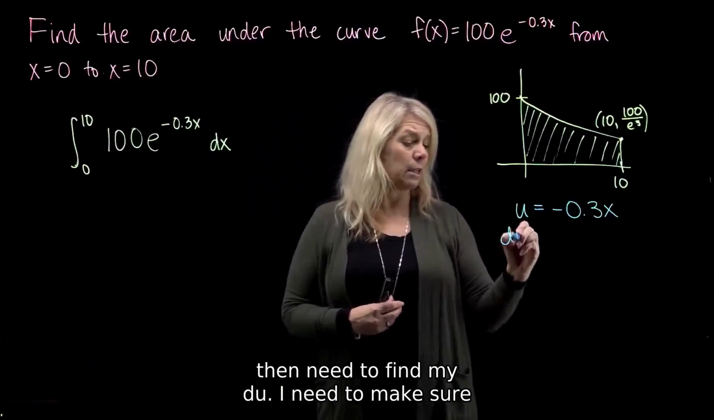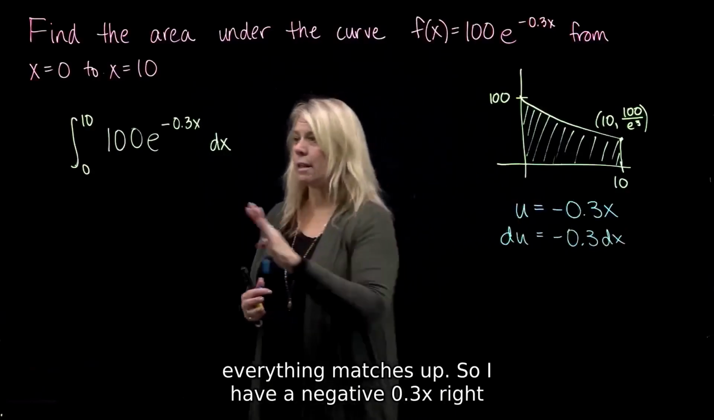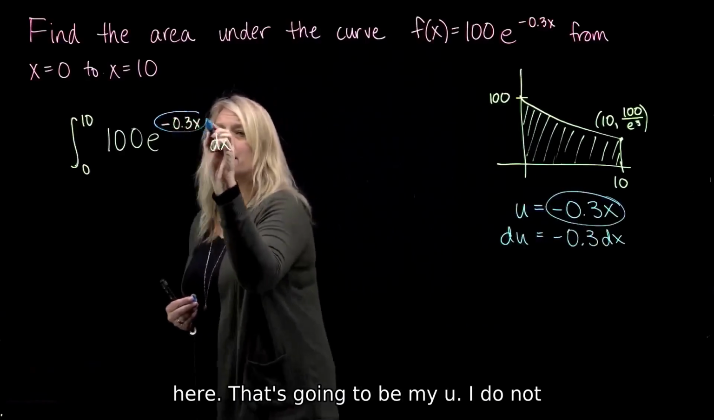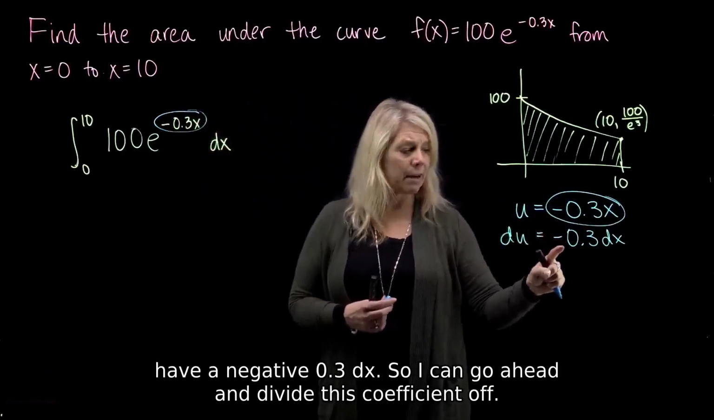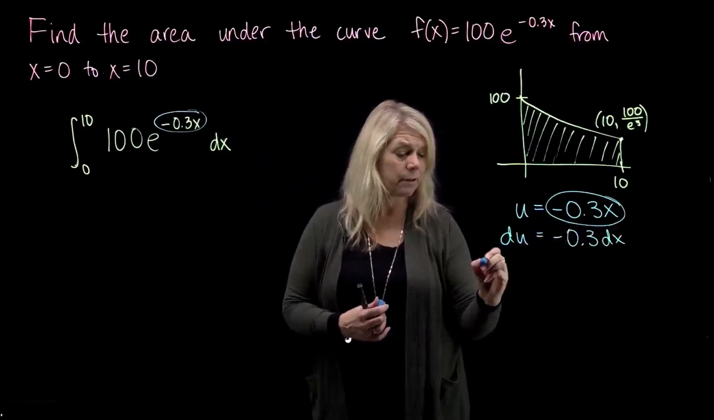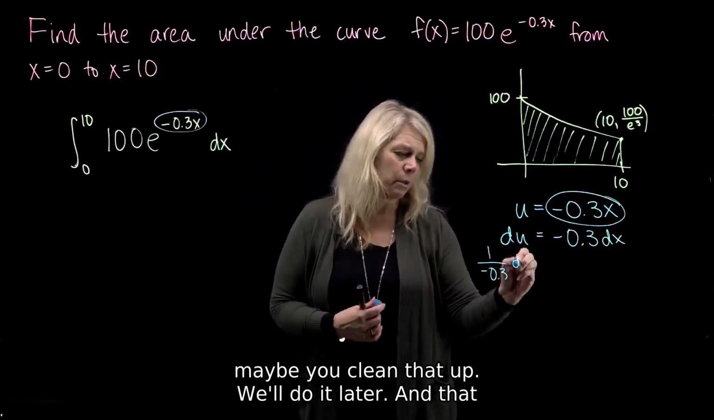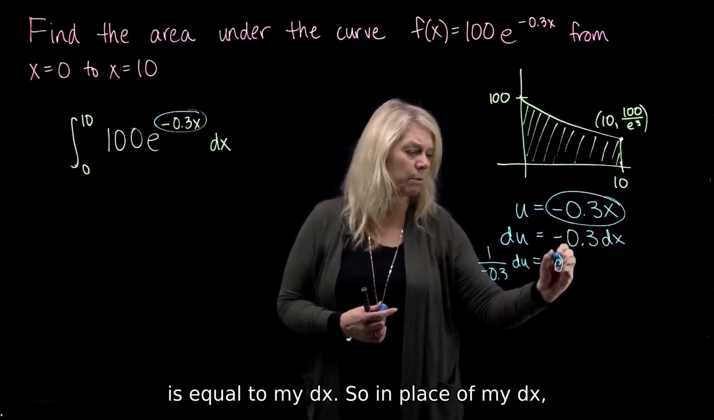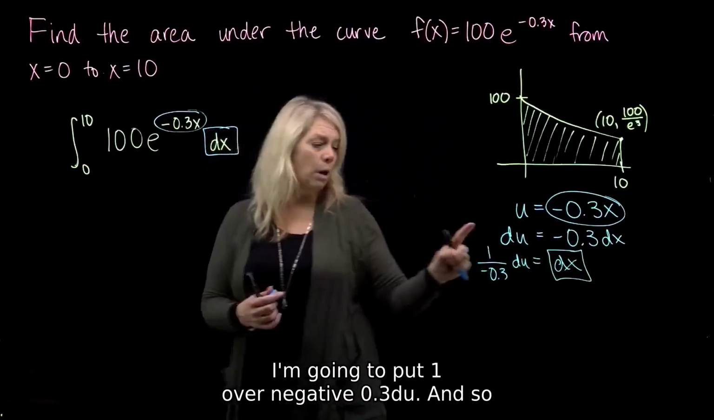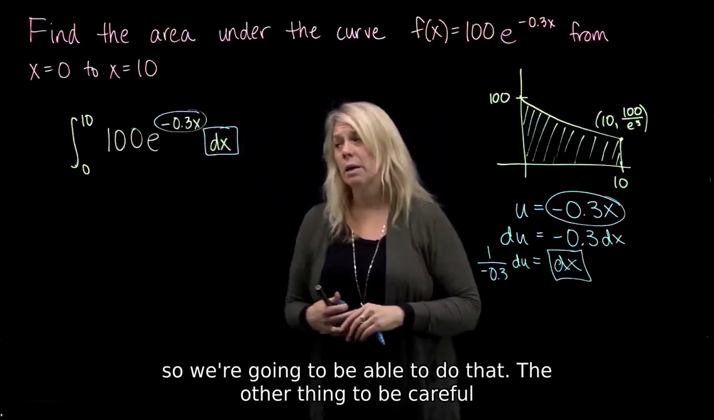I then need to find my du. I need to make sure everything matches up. So I have a negative 0.3x right here. That's going to be my u. I do not have a negative 0.3 dx. So I can go ahead and divide this coefficient off. So 1 over negative 0.3. Maybe you clean that up. We'll do it later. And that is equal to my dx. So in place of my dx, I'm going to put 1 over negative 0.3 du. And so that takes care of all the variable parts of this.